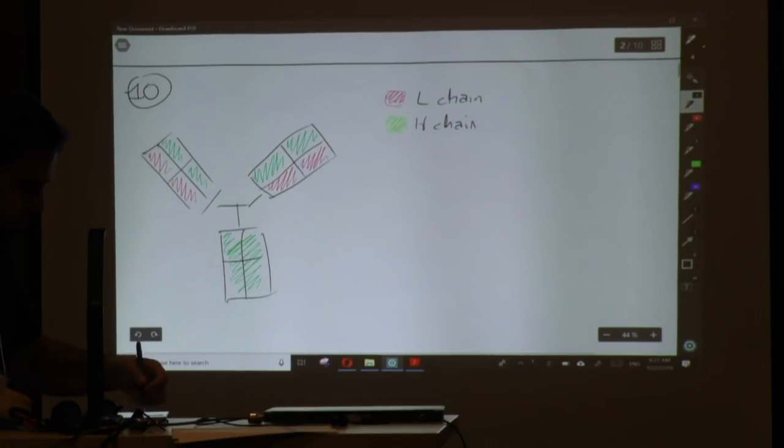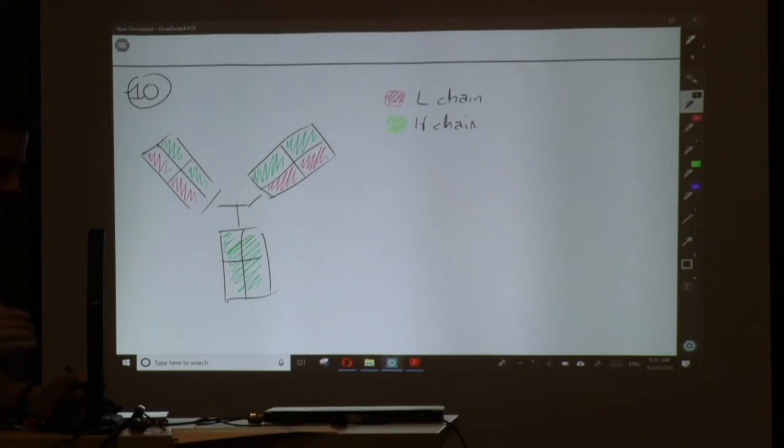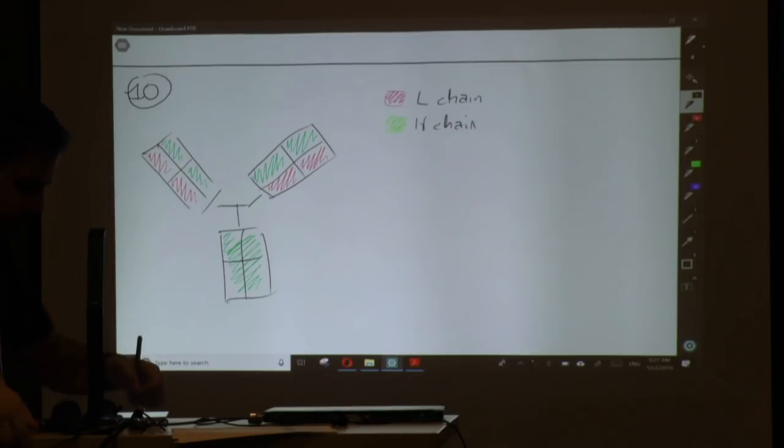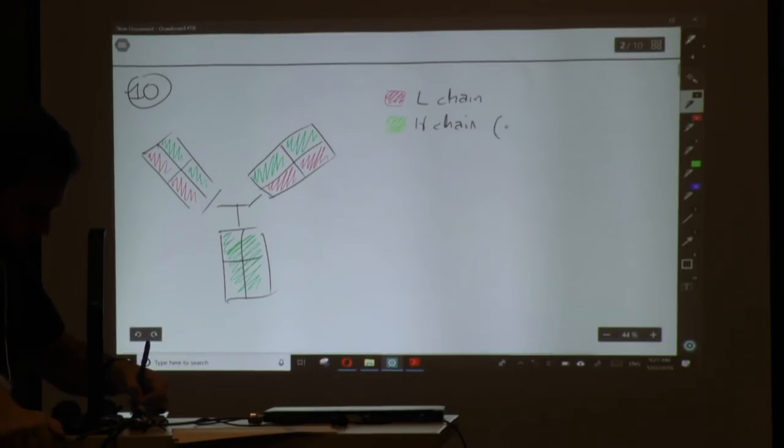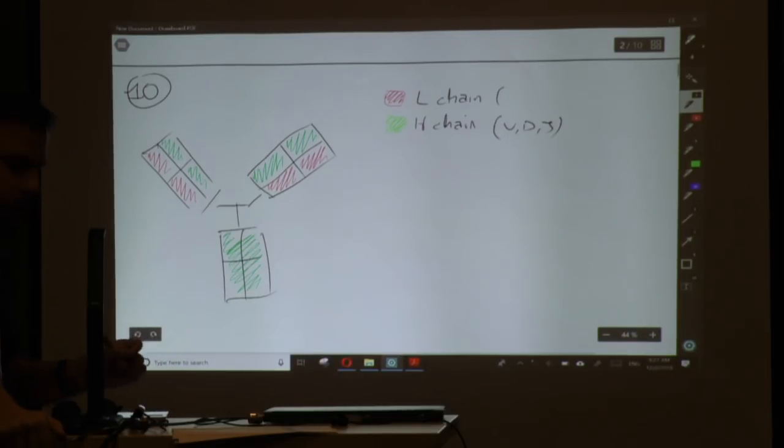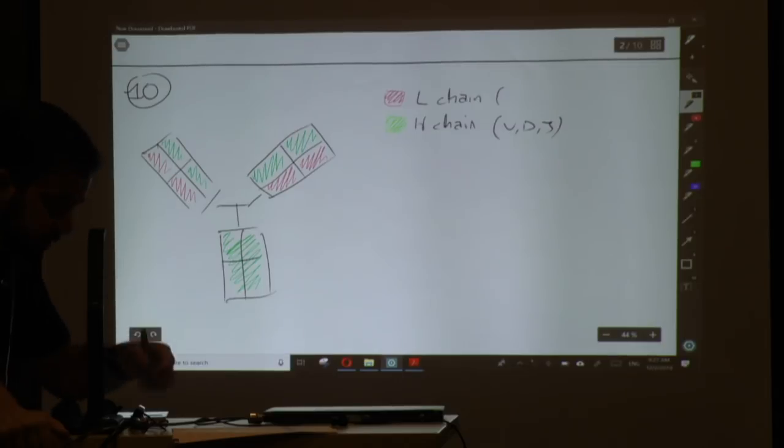So really quick, for the heavy chain, let's talk about the DNA first. What are the genes that code for your heavy chain? V, D, and J. Remember that, okay? And then for your light chain, what are your genes? V and J. Cool.